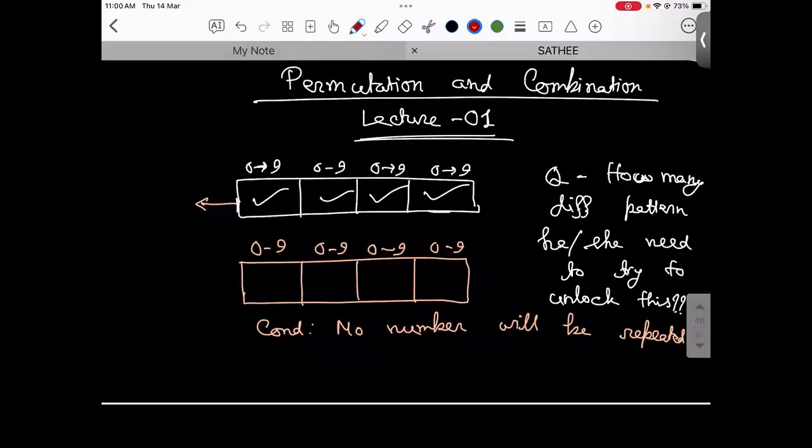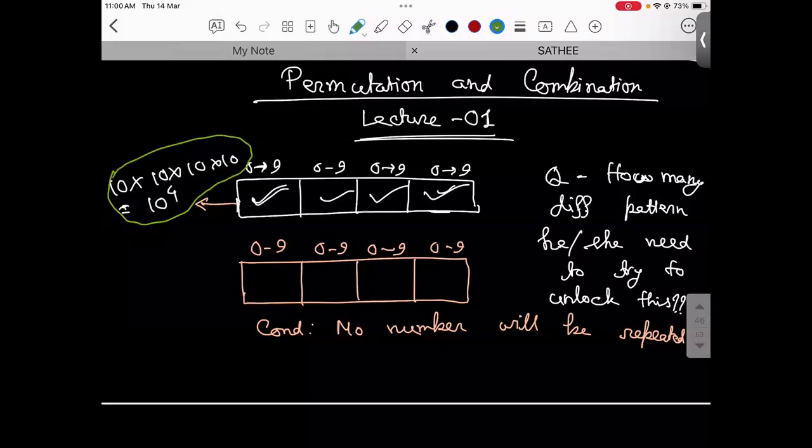So one smart person can clearly tell me that for this block we have 10 choices, this block we have 10 choices, this block I have 10 choices, and for this block we have 10 choices. If I multiply 10, 10, 10, 10, that is 4 times, that is 10 to the power 4. This will be our total number of combinations we need to try to figure out the forgotten password.